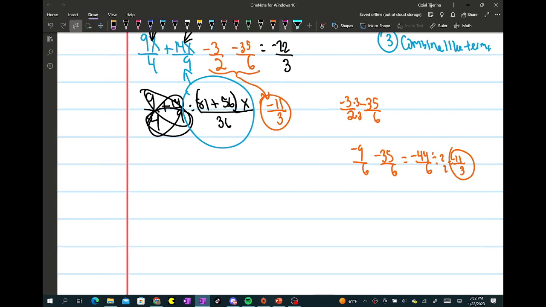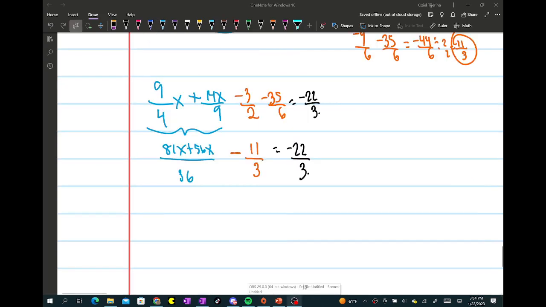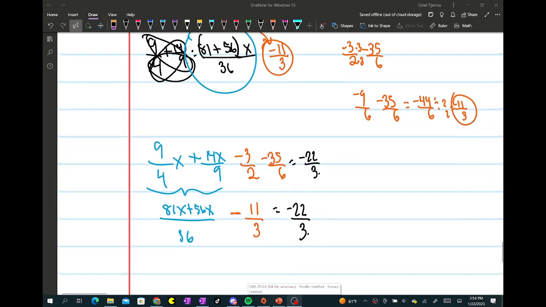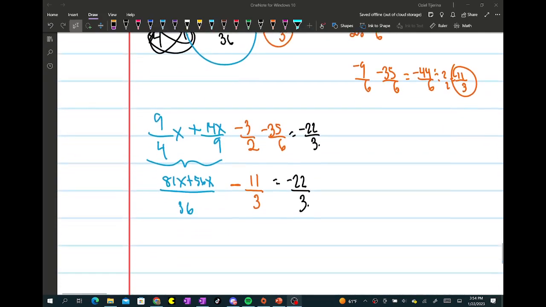So now I put it all together. I have 9x, so I have basically what this was here. Give me 1 second. So this is what I basically came up with, right? I just put it all together.